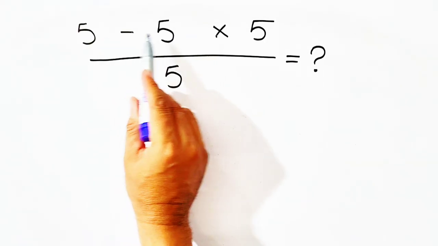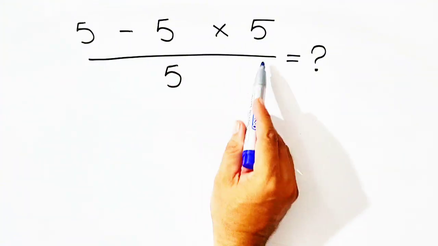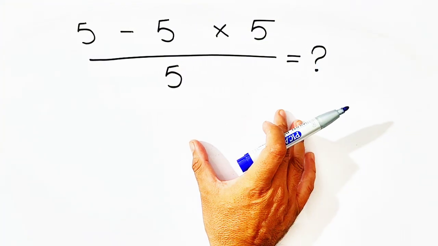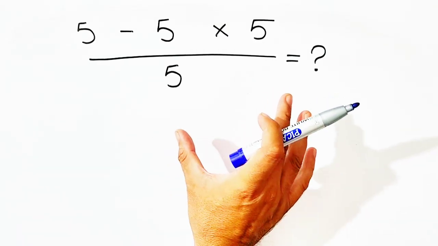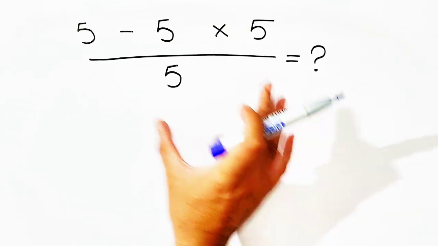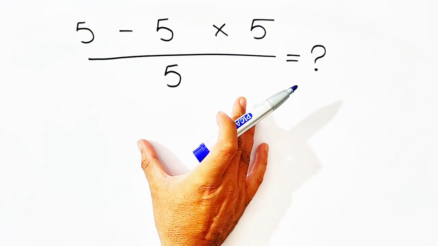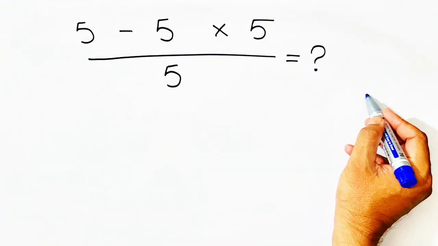The question is 5 minus 5 times 5 over 5. What will be its answer? I think that you are very genius and you have calculated the answer by just seeing it. But remember that most people get the answer 0.